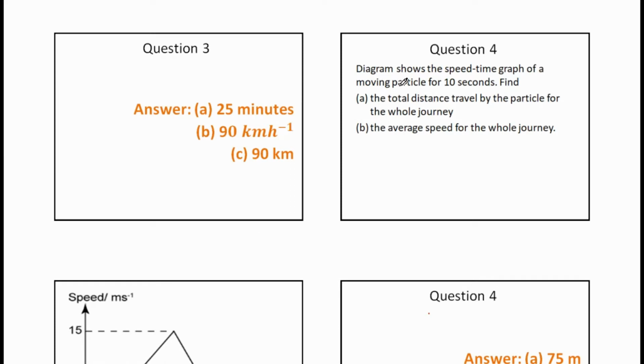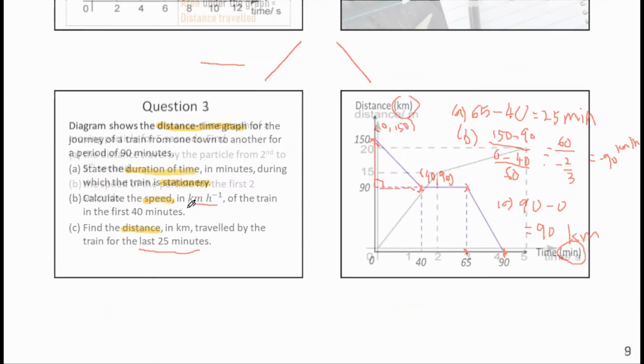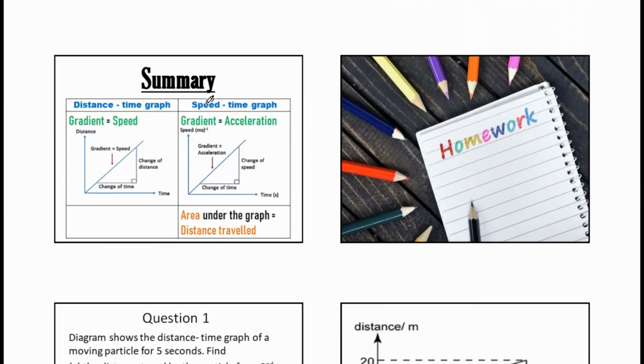Number 4. Diagram shows the speed-time graph of a moving particle for 10 seconds. Okay, so we highlight the keyword, which is that this is a speed against time graph. Then we are asked to find the total distance and the average speed. What information can we gain from a speed against time graph? From the summary here, if we find the gradient, then we will get acceleration. If we find the area under the graph, then we will have distance traveled.